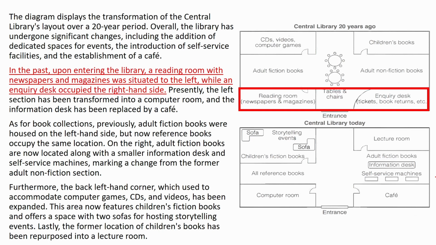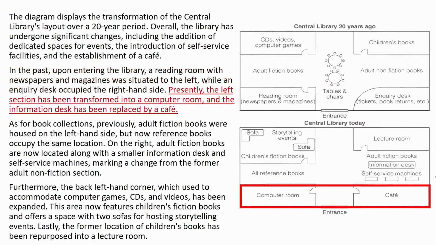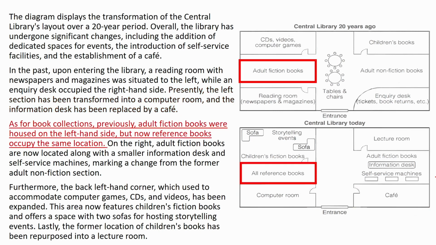Now I need to say what happened and the changes. Presently, the left section has been transformed into a computer room and the information desk has been replaced by a cafe. Good. Now it's time to get to the middle part. As for book collections, previously adult fiction books were housed on the left-hand side, but now reference books occupy the same location.